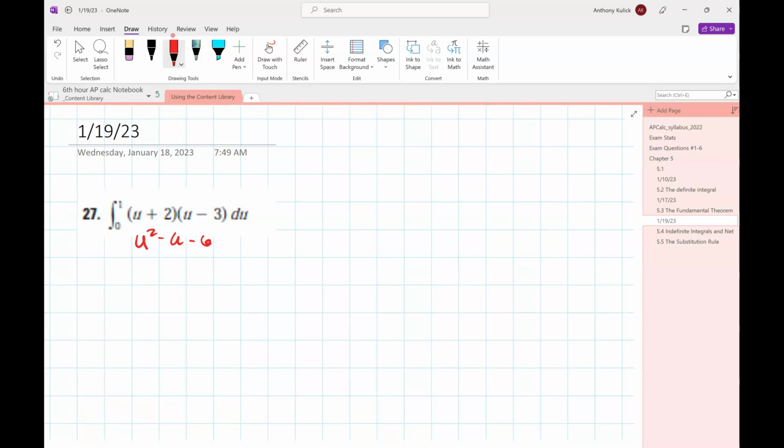So the antiderivative for u squared is u to the third over 3. Antiderivative of u is u squared over 2. The antiderivative of 6 is 6u, evaluated from 0 to 1. So 1/3 minus 1/2 plus 6 minus 0 plus 0 plus 0, which is just whatever that comes out to be. At that point, I'm done. You know what I mean? Let you deal with the arithmetic.